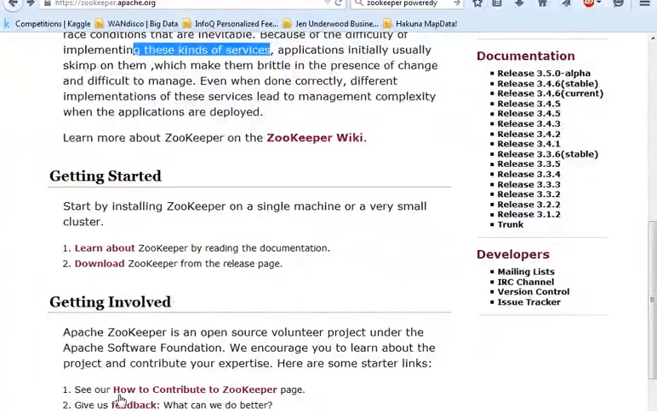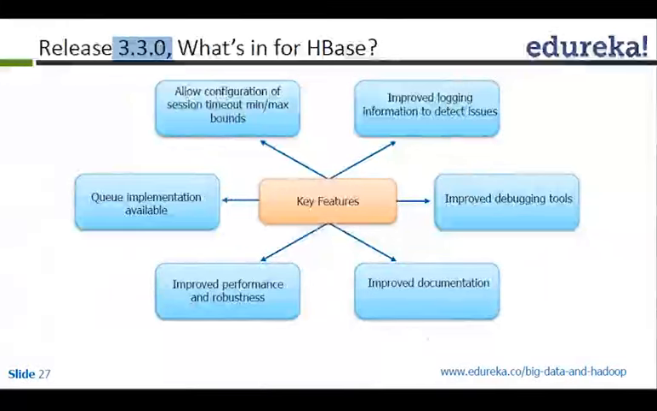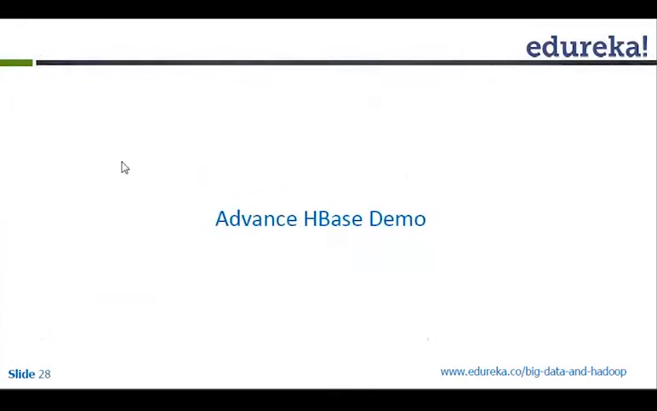So now let's move on. In 3.3.6 we had Zookeeper giving you a configuration for the session timeouts. It gave you a lot of improved logging information and improved debugging tools. The documentation was good. Performance was good. And something called a queue and topic, you know, in messaging service. So it started giving you queue implementations also. That was in the previous release, 3.3.0.